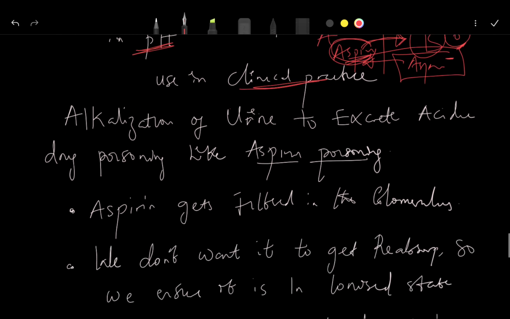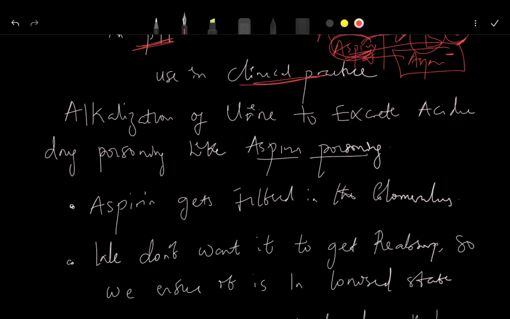I believe you must have heard of alkalinization of urine. For example, somebody is on aspirin poisoning. Somebody takes an overdose of aspirin. So we need to cause the kidney to excrete the aspirin out of the body. What are we going to do? We are going to alkalinize the urine.